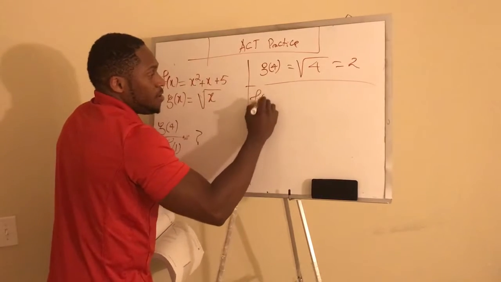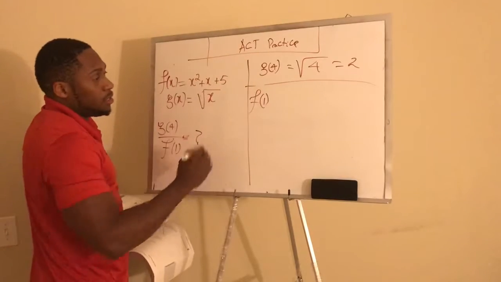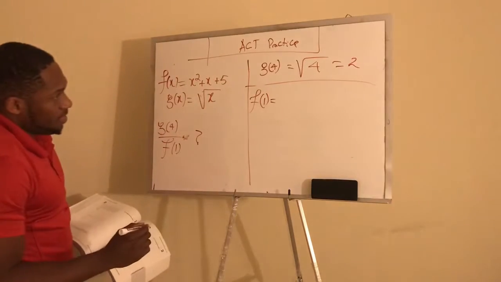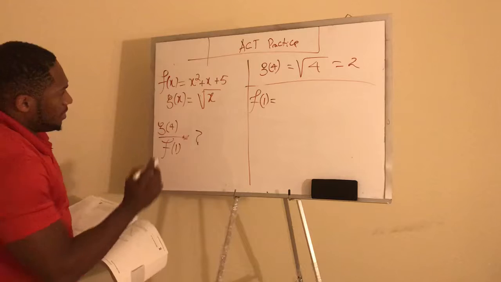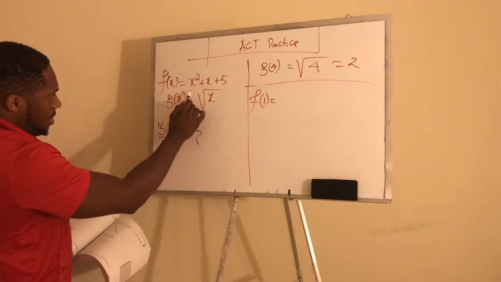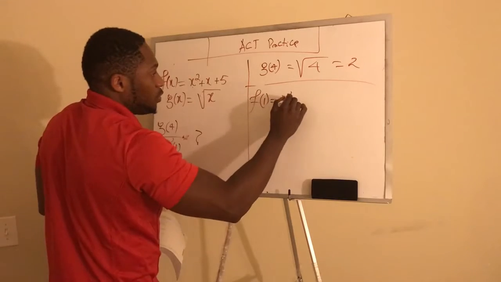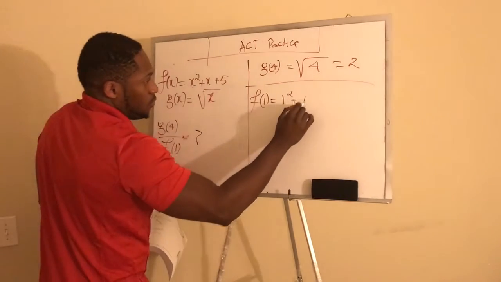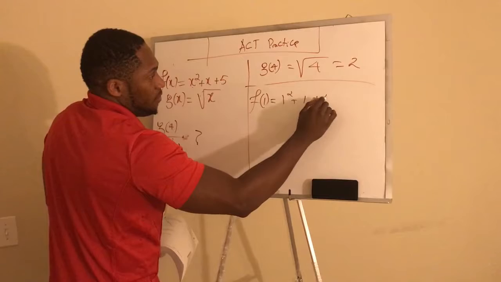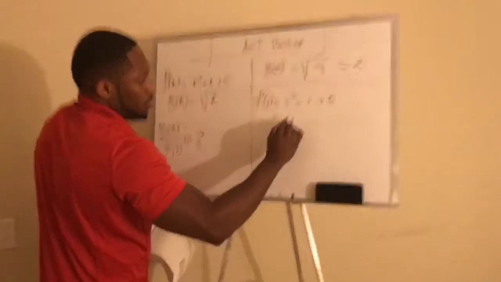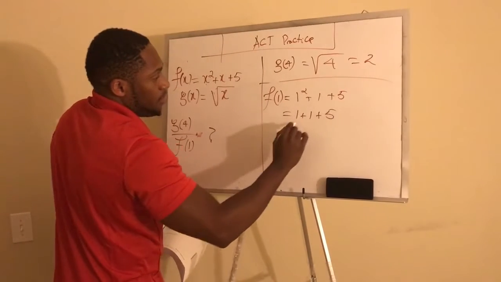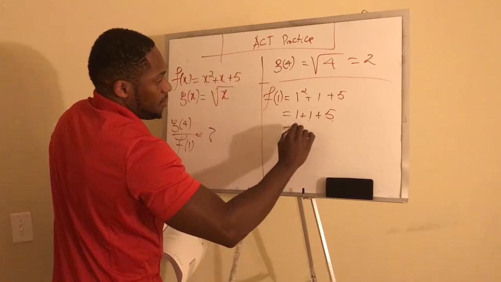F of 1. So instead of having x, every time we see x, we're going to replace it by 1. So we're going to have 1 squared plus 1 plus 5, which is 1 plus 1 plus 5. 1 plus 1, 2 plus 5, 7.